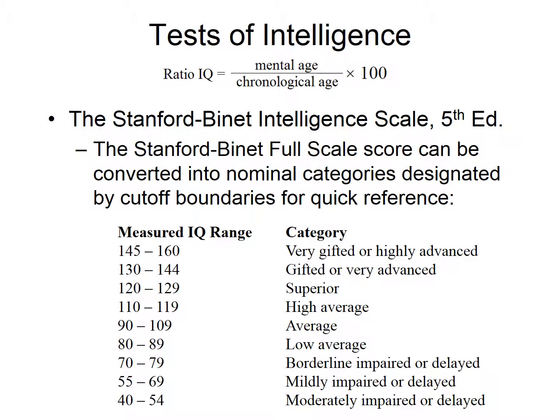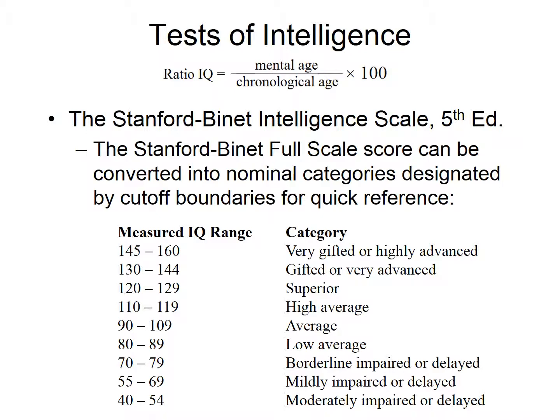So here's the current scoring for the Stanford-Binet. Again, 90 to 109 is considered average, and that 100 point is our mean, our midpoint. 110 to 119 is considered high average, 120 to 129 superior, 130 to 144 is gifted or very advanced. And again, remember, if our standard deviation is 15 and our mean is 100, that 144 is approximately 3 standard deviations above the mean. So 3 standard deviations above the mean means basically the top 1%. And then 145 to 160, so even further above that, 4 standard deviations, is considered very gifted or highly advanced.